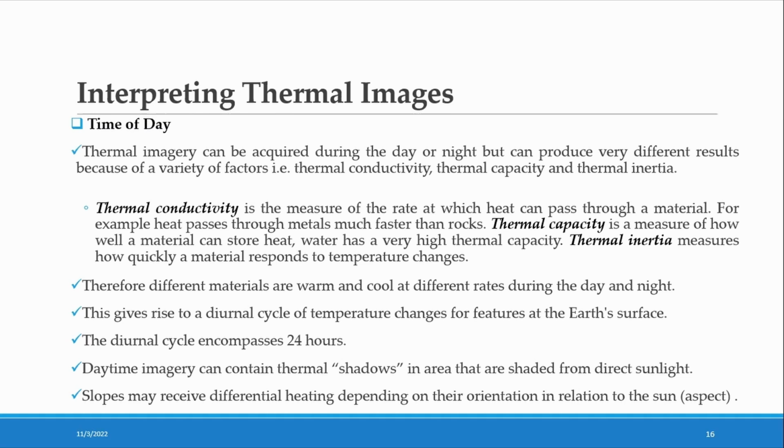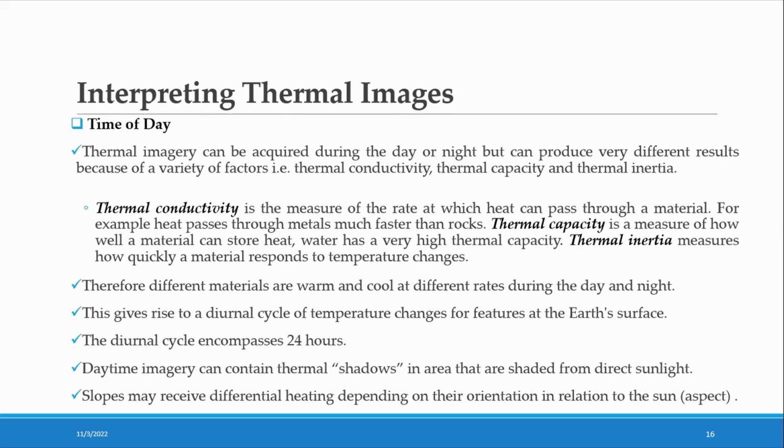So depending on its conductivity, depending on its capacity, like we saw, which is how well it can store heat for a long time, it even means that at night it is actually able to still emit more energy. So meaning that still at night, the amount of energy recorded by the sensor is still high. Looking at inertia is how this material responds to different temperature changes.